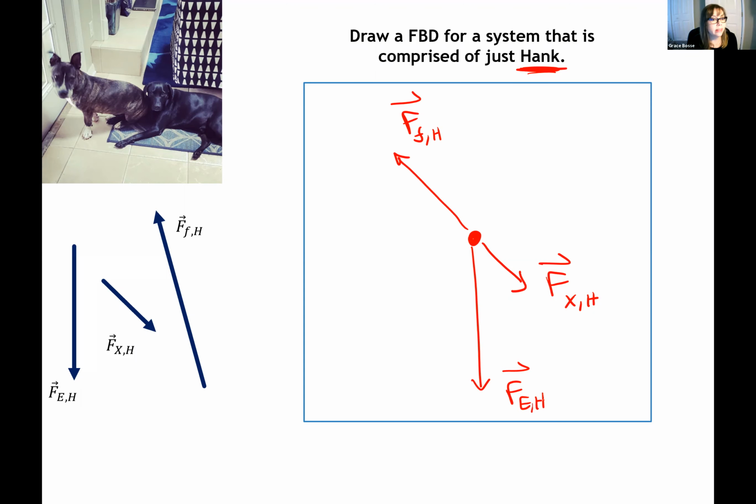Double check that I didn't draw anything that's not a force. Make sure that everything is always acting on the system. So all of my second subscripts are Hank. And there's a free body diagram for Hank.